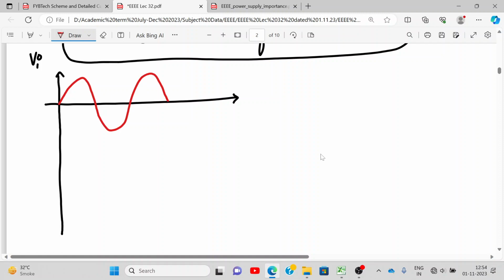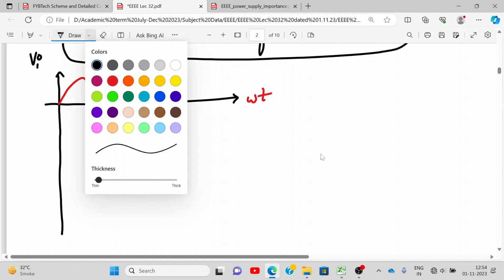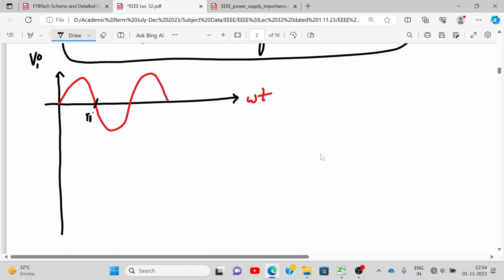It should look like a sine wave. Don't draw any triangular wave or any other waveform. Okay? This is omega t. These reference points are pi, 2 pi, and 3 pi. You have to draw the other waveform with reference to this. When you draw this, you can use a scale and a pencil, no problem.